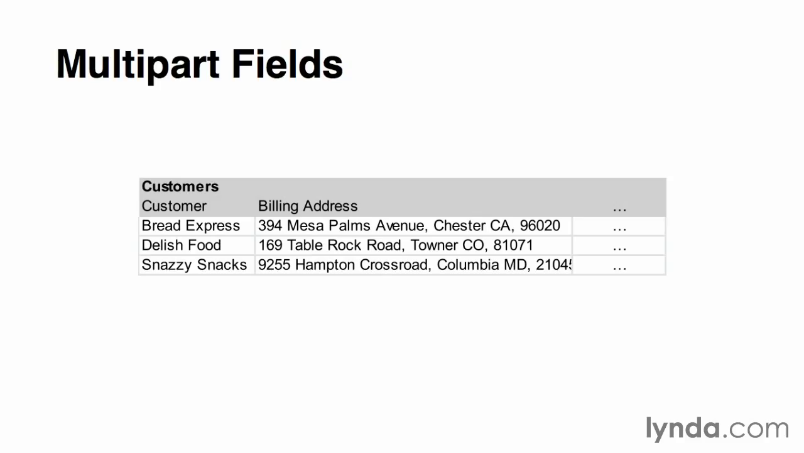For instance, if there was an apartment or floor number in between the street and city elements, then our comma trick probably wouldn't work consistently. Columns like our billing address column are known as multi-part fields, as they try and stuff multiple data elements into a single space. They're notoriously difficult for the database management system to work with.